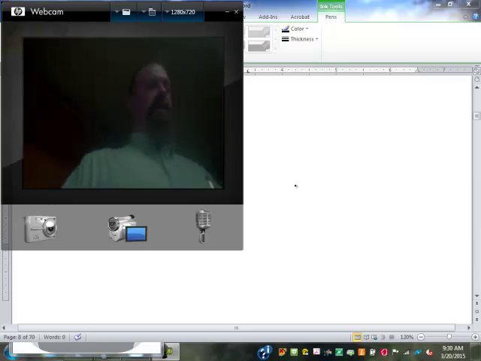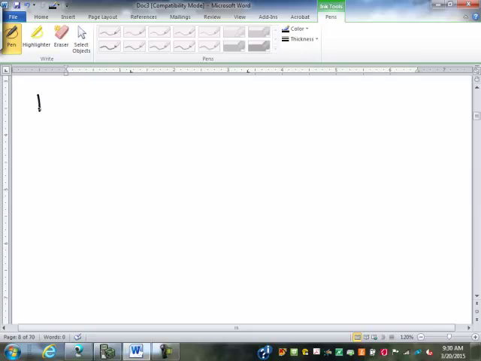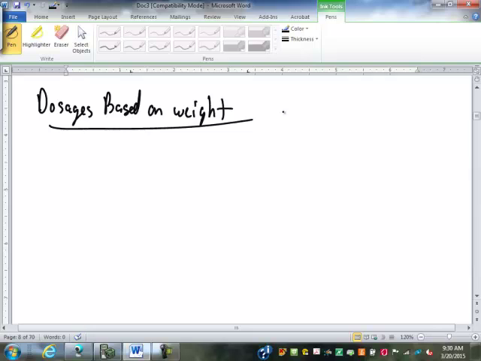So we've done the intravenous flow rates, and we'll come back to that if we have some more time. But I want to start looking now at dosages based on weight. We had that discussion several weeks ago of the difference between weight and mass, so I'm not going to get into that again. We've accepted that kilograms, even though they are technically a unit of mass, get used as a unit of weight.